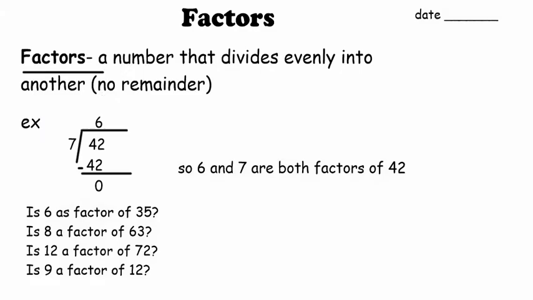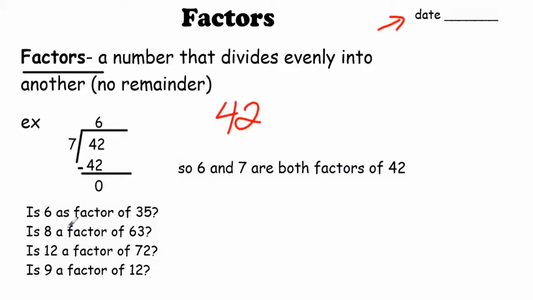All right, so let's get started with your notes. Let's talk about what factors are. This is just a refresher. Make sure on your notes that you date your paper and put your name on it. Let's just remember that factors are the numbers that divide evenly into another with no remainder. So if I look at my number 42, I can divide that by 7 and 6. So that means both 7 and 6 are factors of 42, okay?